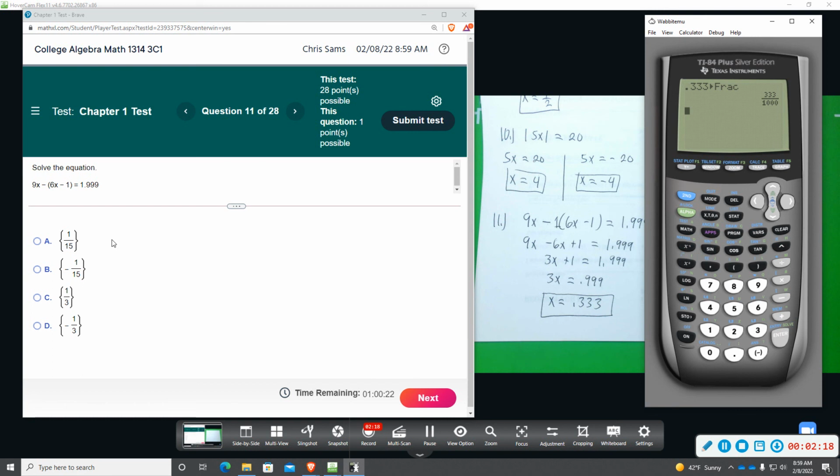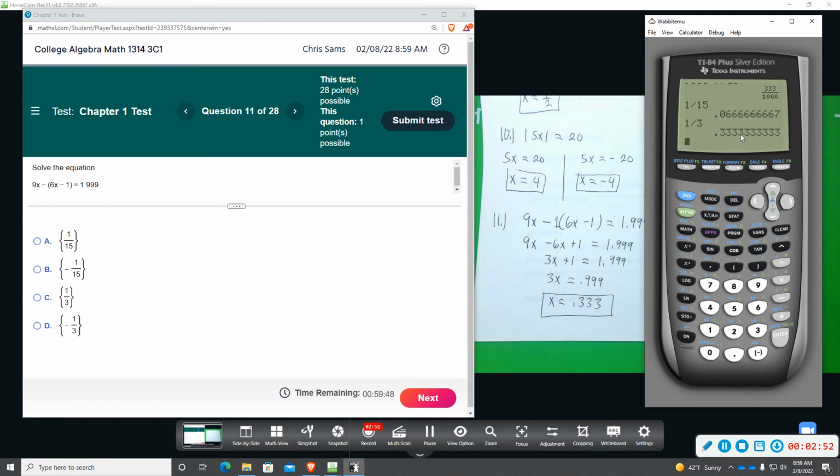Once you get this, you can just type in these answer choices and see which one matches what you have. If I type 1 divided by 15 and hit enter, it gives me 0.0667. That doesn't match. If I do -1 over 15, it's the same thing except negative. Now if I do 1 divided by 3, it gives me 0.3 repeating, so more than 3 of them. If I do negative, it will give me a negative. So the best choice is going to be 1/3.